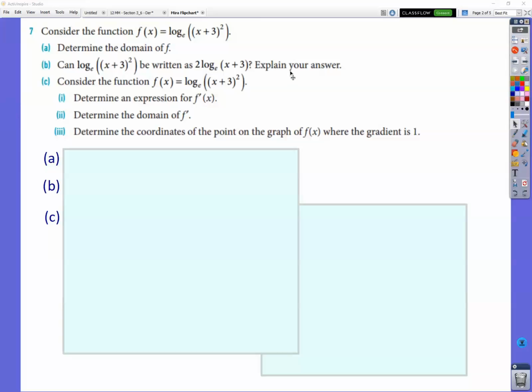Okie dokie. So the question is, consider the function f of x equals log to the base e of (x plus 3) all squared. And the question that you said you had trouble with was, determine the domain of f. So can you tell me for what values can you take a log? It has to be positive? Exactly, it has to be a positive number.